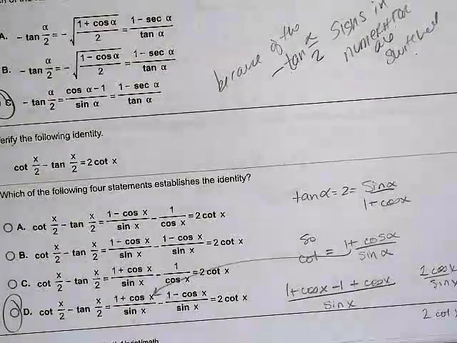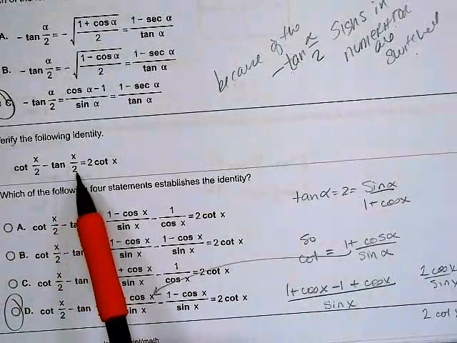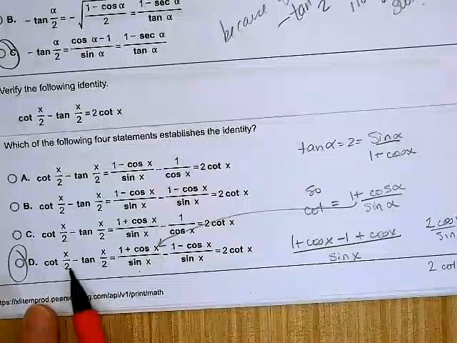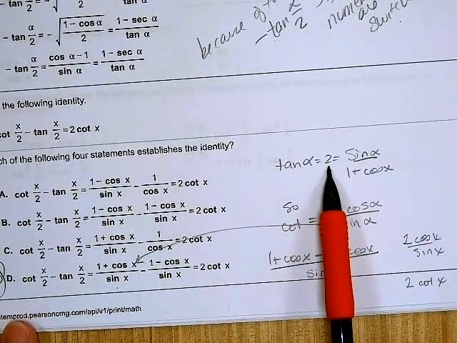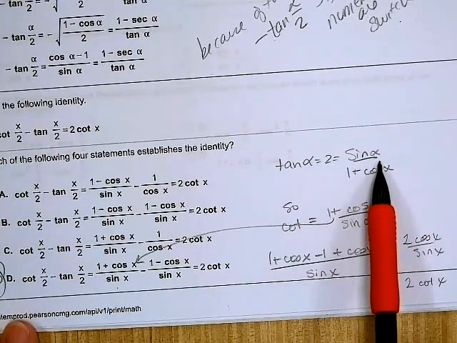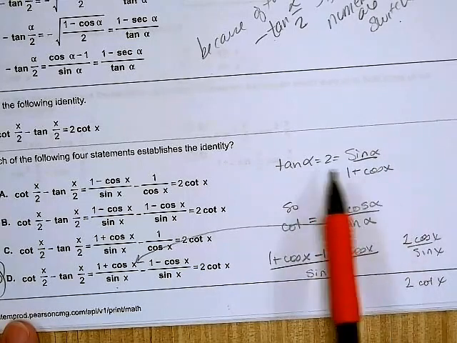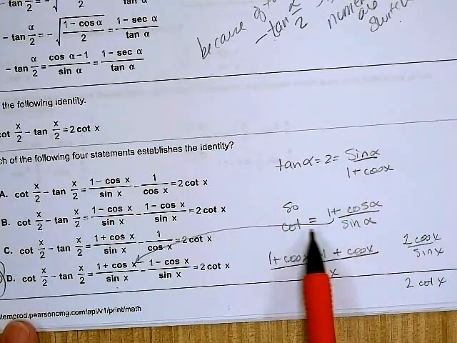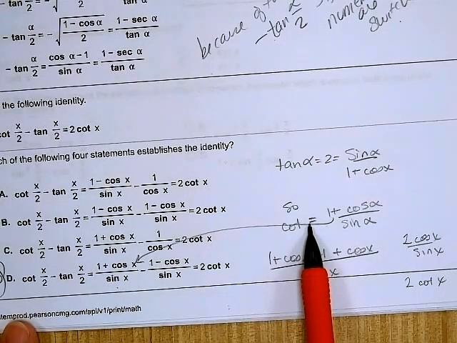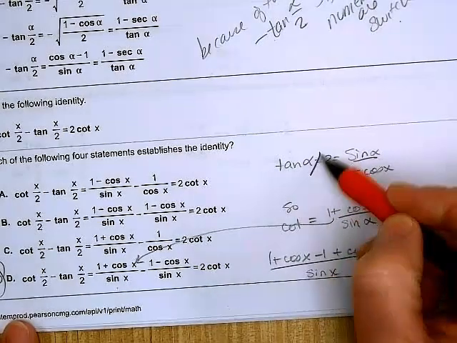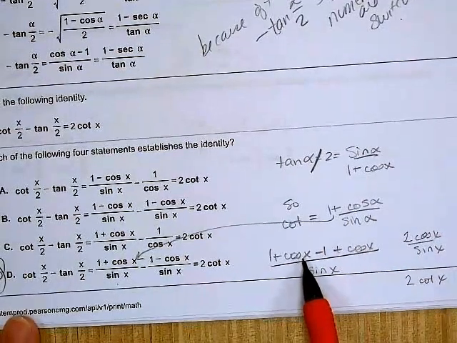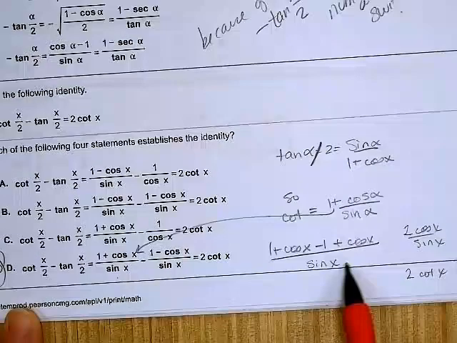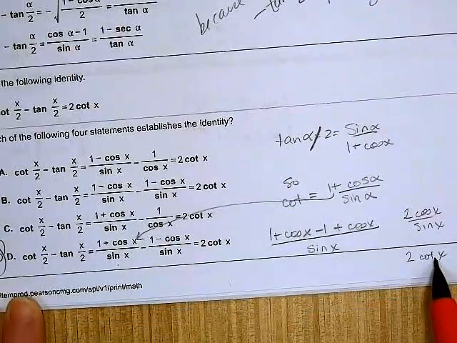23, verify the following. Cotangent of x over 2 minus tangent of x over 2 is 2 cotangent x. Right here, the tangent of alpha is equal to sine over cosine. So the cotangent, I think that's supposed to be alpha over 2. So the cotangent is just that reciprocal, and you need to add them together. When you do, it simplifies down to 2 times the cotangent of x.